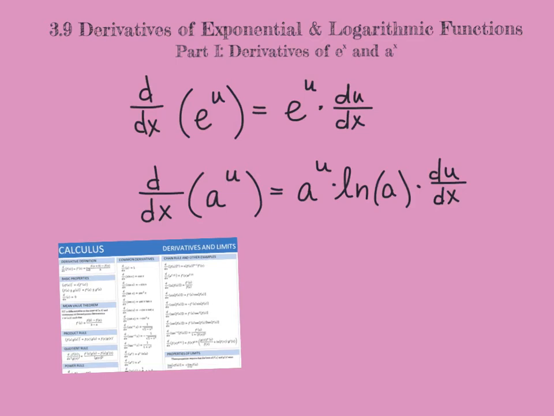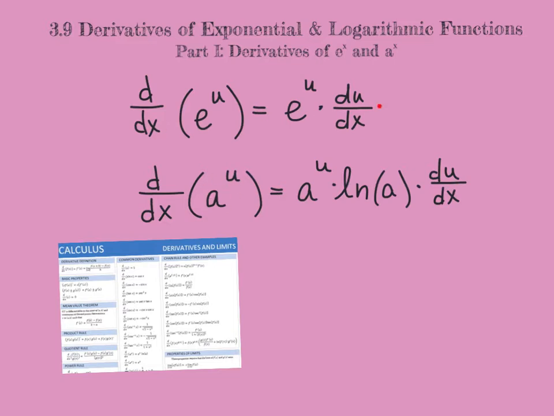Section 3.9 covers the derivatives of exponential and logarithmic functions, and in part 1 we're just going to deal with the exponential functions. An exponential function, real quick, is when we have the variable in the exponent. So the main ones are e to the x and a to the x. A is just any other number, not e. Technically, a could also be e, and it still follows the same idea.